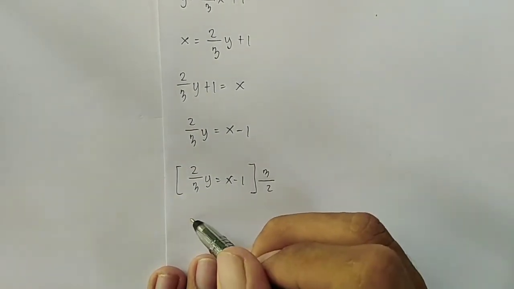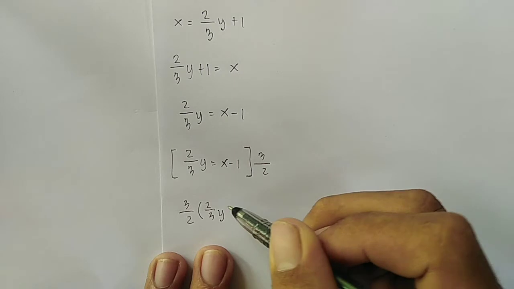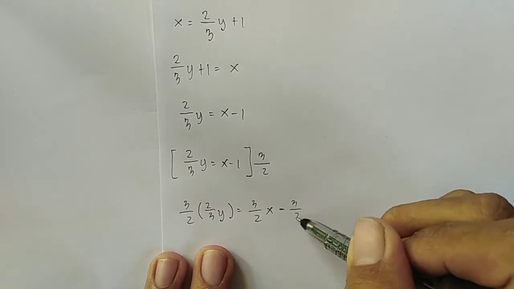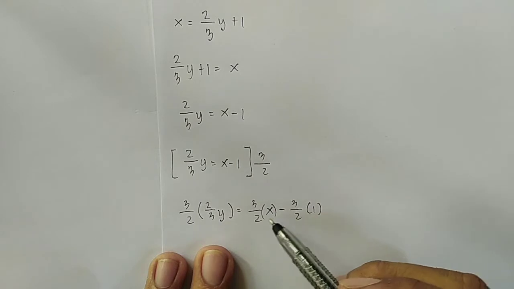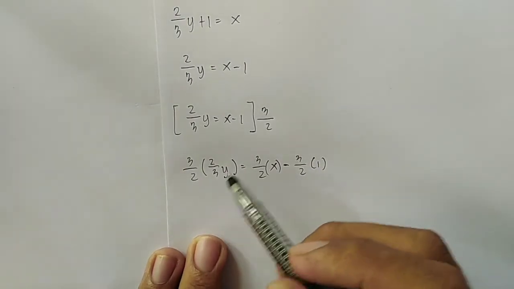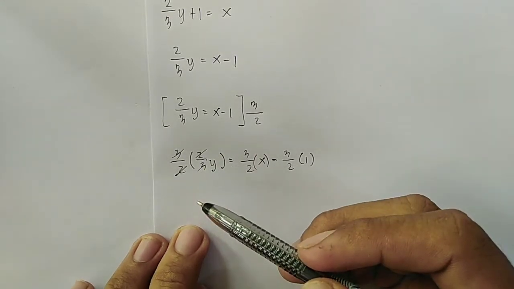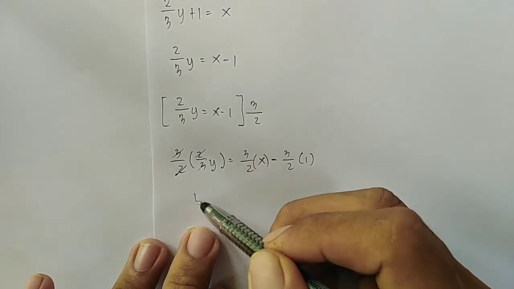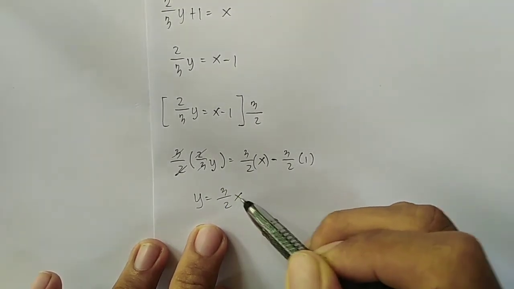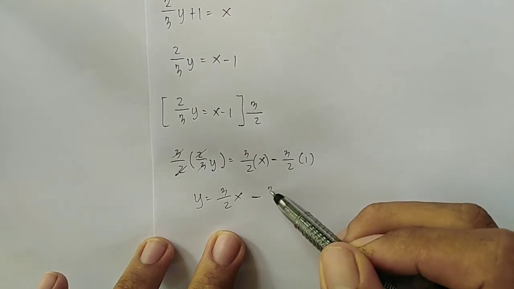So it will become 3/2 times 2/3 y is equal to 3/2 x minus 3/2 times 1. Okay, so we have 3/2 times x, then 3/2 times 1. Next, we simplify this one. So 3/2 times 2/3, we can cancel out the fractions 2/3 and 3/2. The remaining expression on the left side will be y, and on the right side, 3/2 times x becomes 3/2 x, then minus 3/2 times 1, which is 3/2.